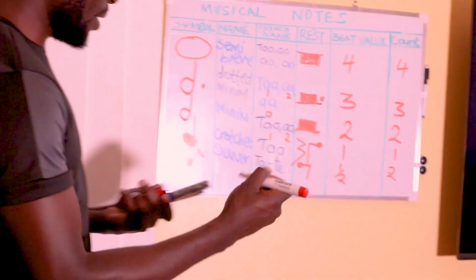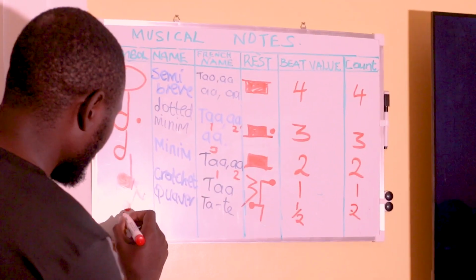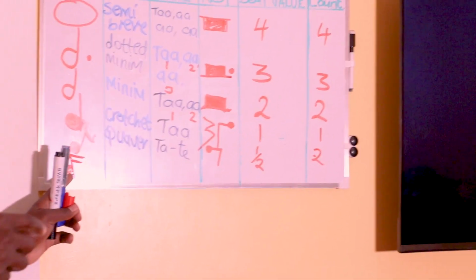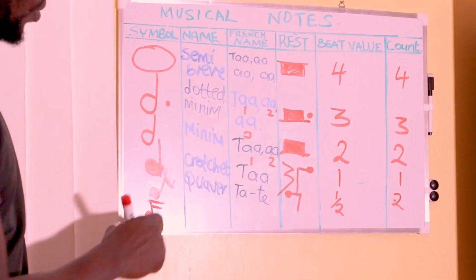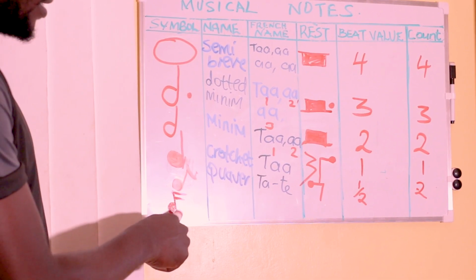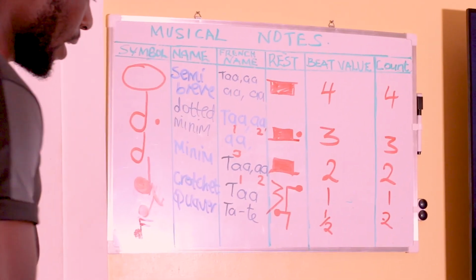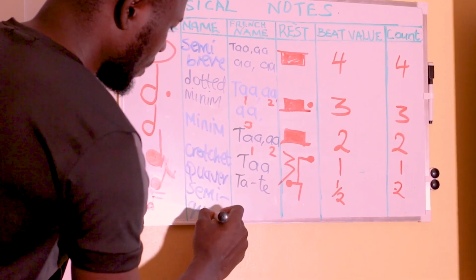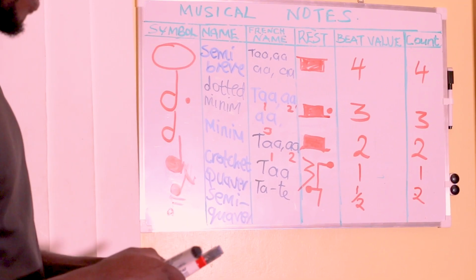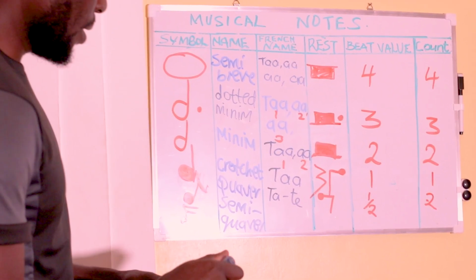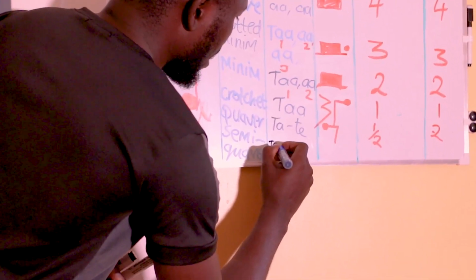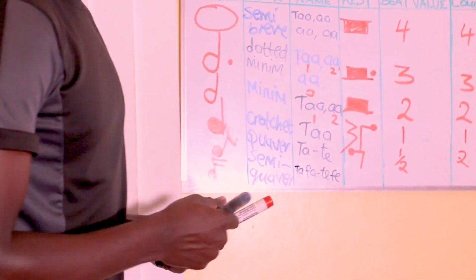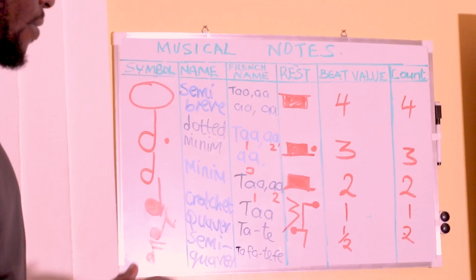Then the next one is a semiquaver. A semiquaver has 2 flags, as you can see. After quaver, semiquaver, 2 flags. The name you write is semiquaver. What about the value? This one will be tafa tefe. French name, tafa tefe. Tafa tefe.